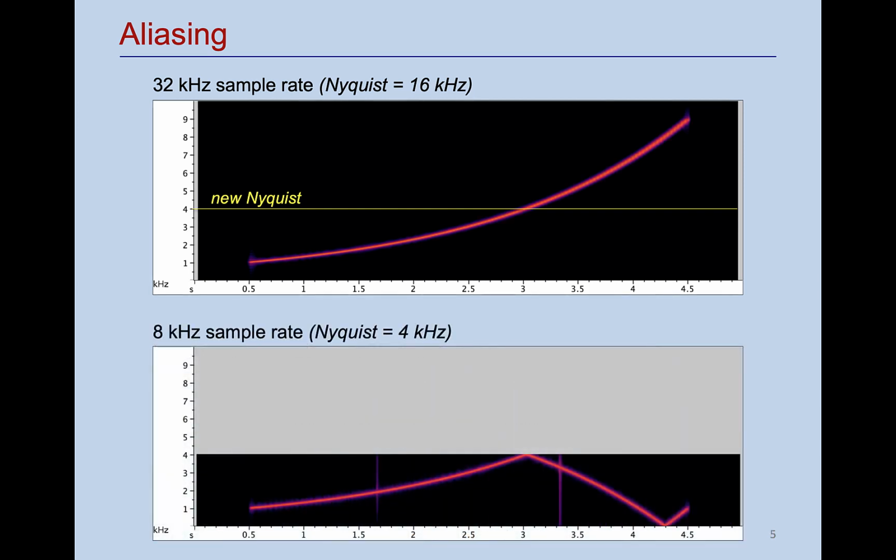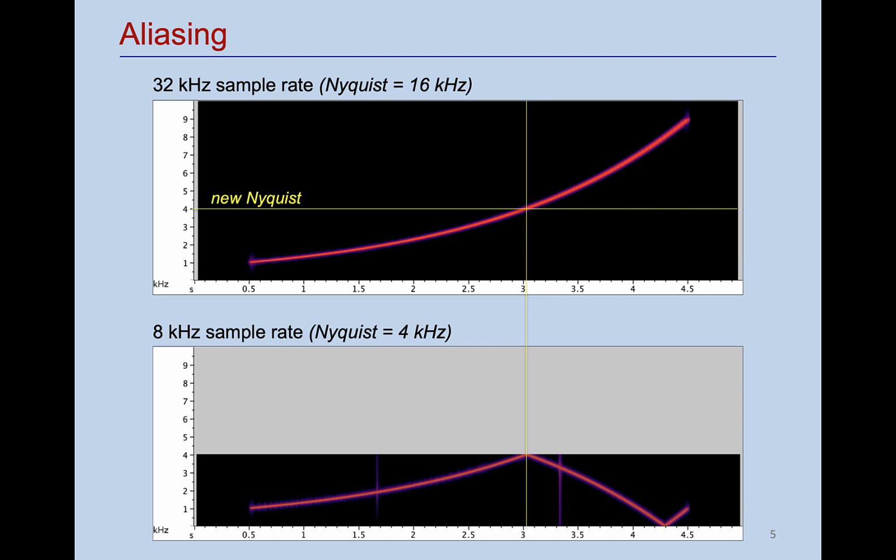Here's the spectrogram. We can play this again. You can see that something unexpected happens when the frequency of the sweep rises past the Nyquist frequency of the new recording, or past 4000 Hertz. We know that a recording sampled at 8 kilohertz can't represent sounds above 4 kilohertz.